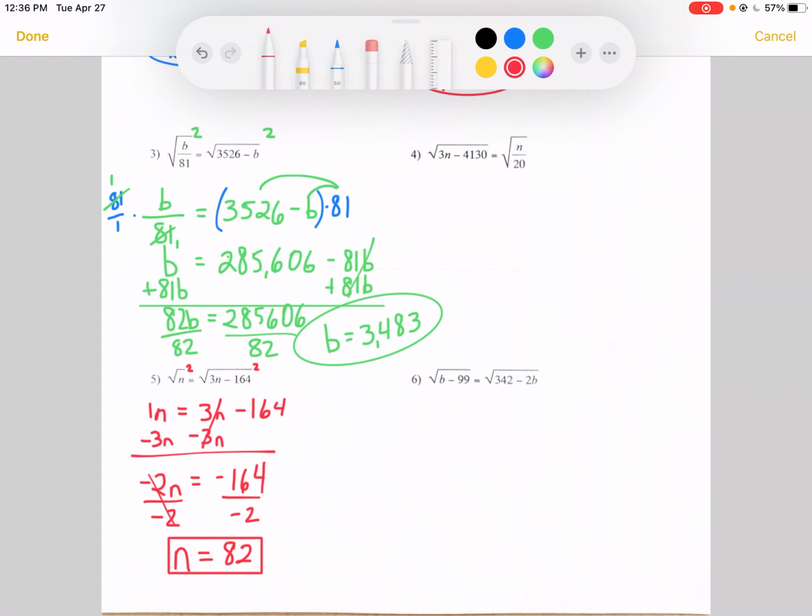I would encourage you to go ahead and do number 4 and number 6. Number 4, you should end up with n equals 1,400. And on number 6, b equals 147. Okay, so you can try those two on your own or with a partner and see if you come up with those answers. Then you can work on the homework.